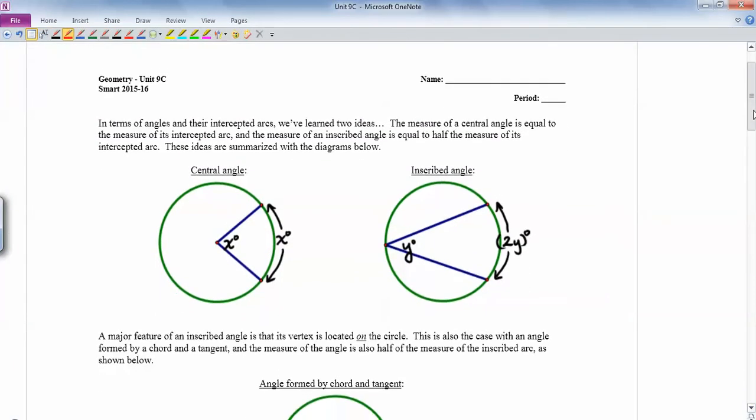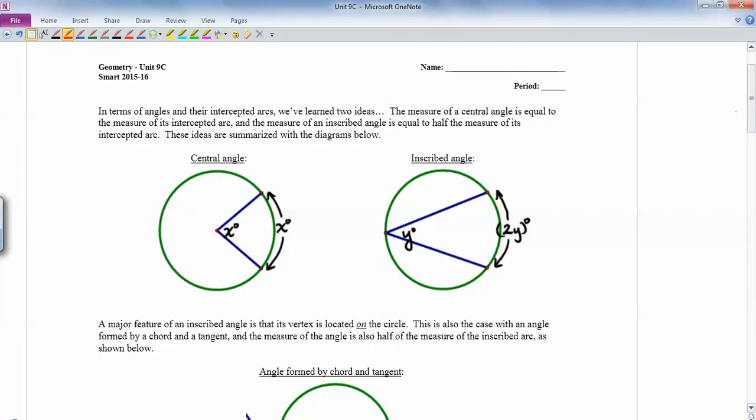Okay, so we've already covered that if you have a central angle, whatever its angle measurement is, the arc that it intercepts is going to be the same exact number of degrees. So if the angle is 50 degrees, its intercepted arc is 50 degrees. And we also learned that if you have an inscribed angle, which is an angle whose vertex is on the circle, then whatever the angle measures, if you double it, you get its intercepted arc over here. So if this one was like 50 degrees, this one would be 100 degrees.